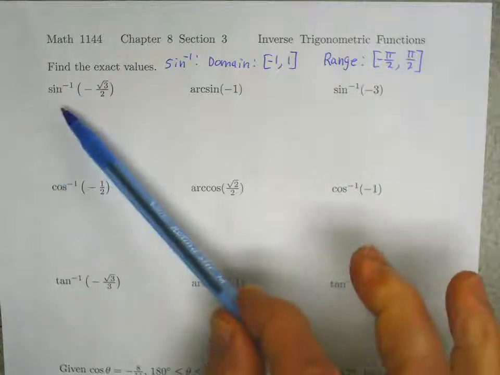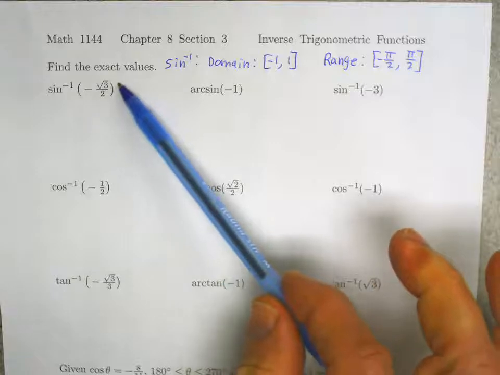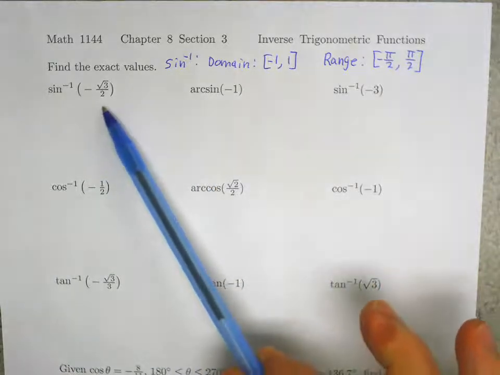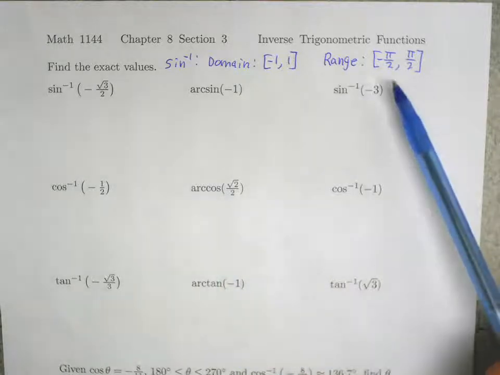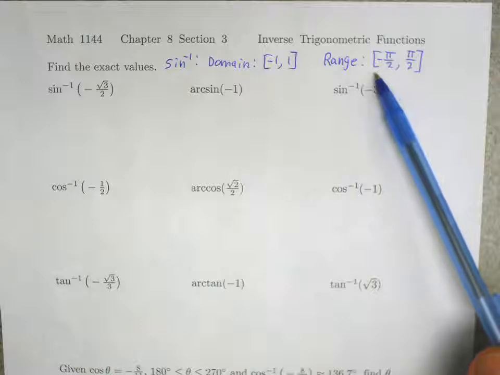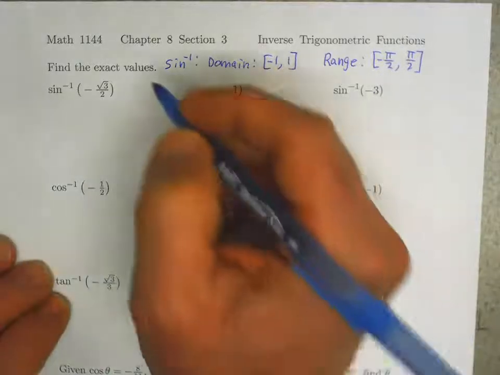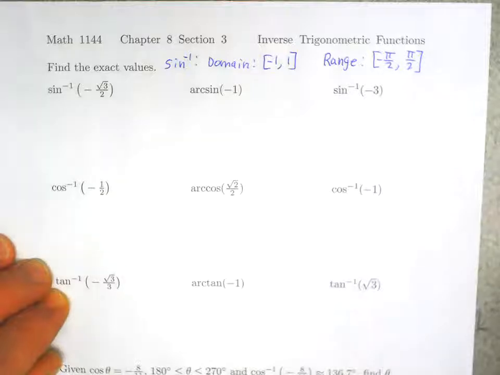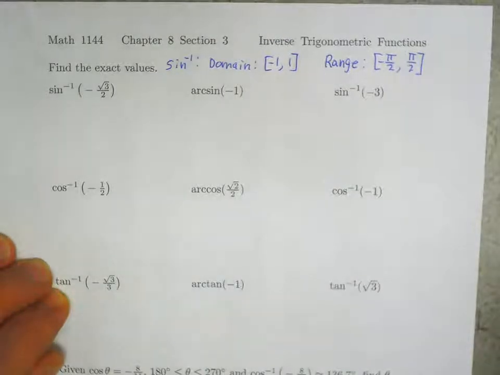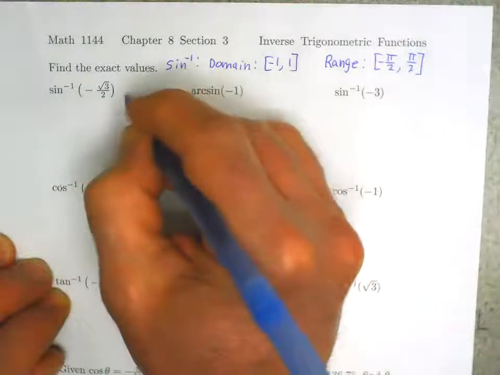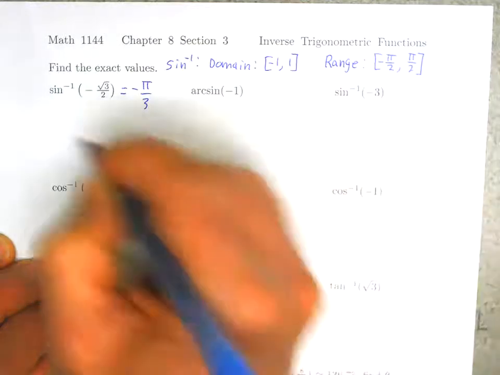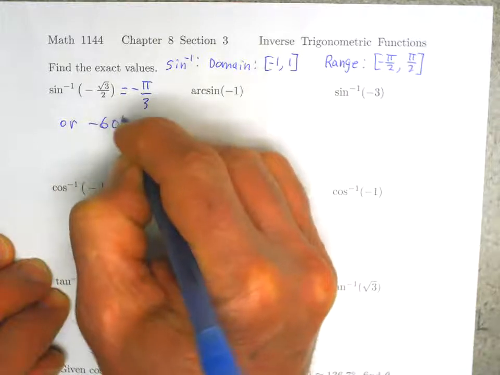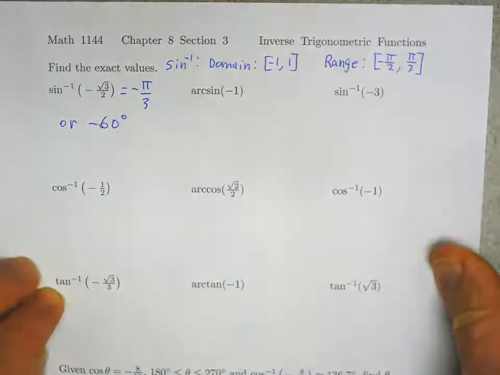Okay, so the inverse sine of -√3/2, this has to be equal to a negative angle. It has to be something from -pi/2 to 0. We do know that the sine of pi/3 is positive square root of 3/2. So this is just going to be the negative of pi/3, or -60 degrees, if you want to think of it in terms of degrees.